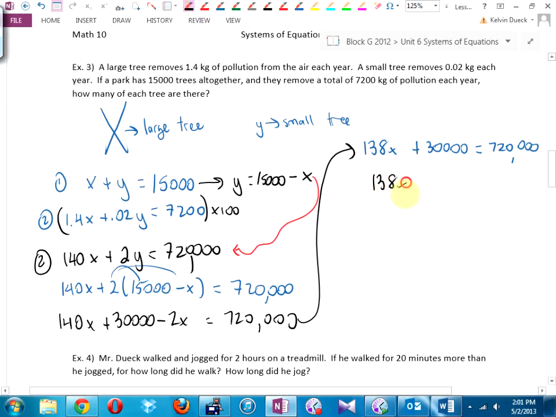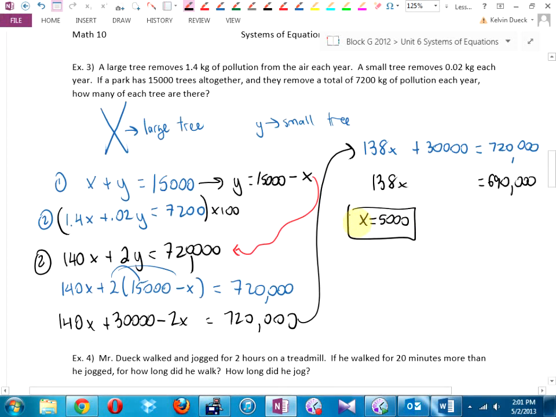138x. How would I get rid of the 30,000? Minus it from both sides. 690,000? Does it work out evenly? What does it work out to? 5,000? Oh, and you know what? I bet you can figure out why in your head.